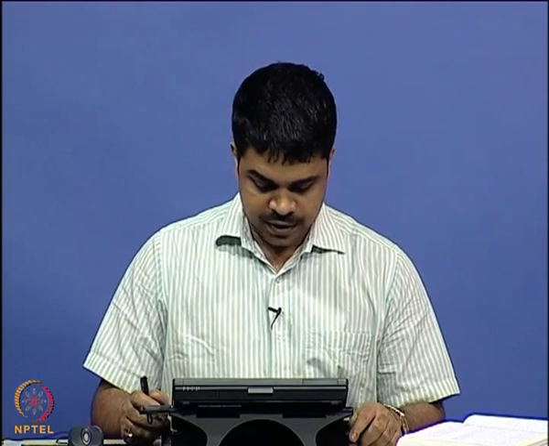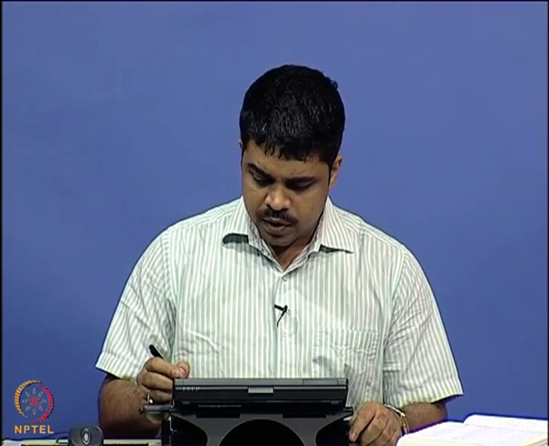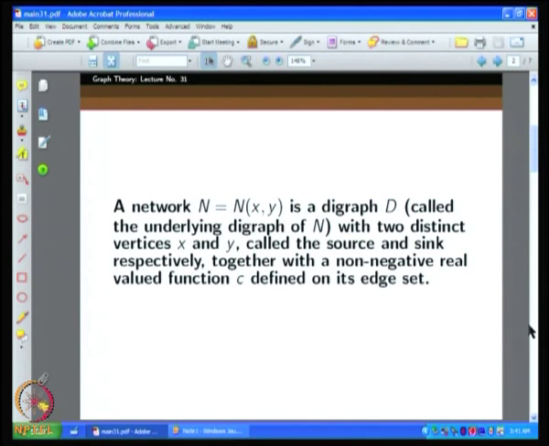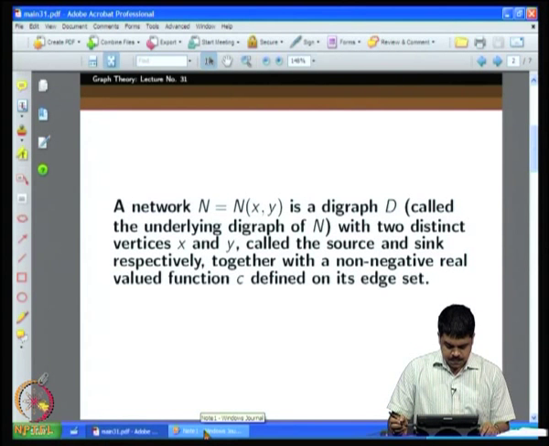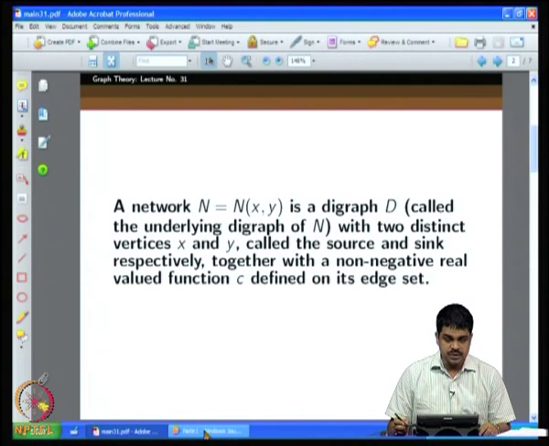Welcome to the 31st lecture of graph theory. Today we will look at a new topic, namely the network flows. What is a network? It is just a directed graph. We will call it the underlying directed graph of the network N, and there are two special vertices associated with the network. One is a source, the other is a sink, say x and y.